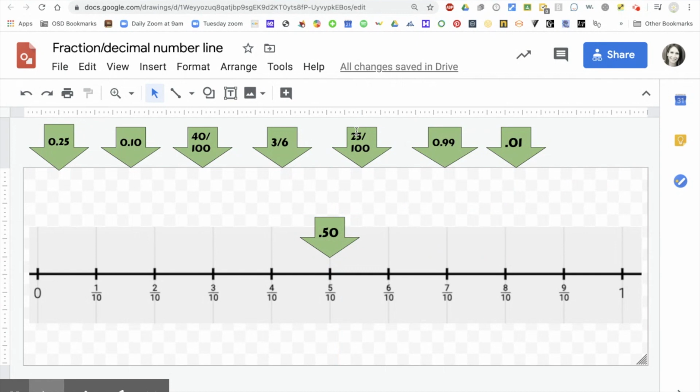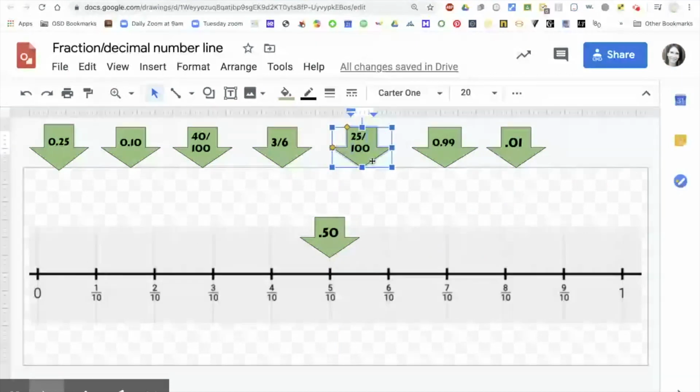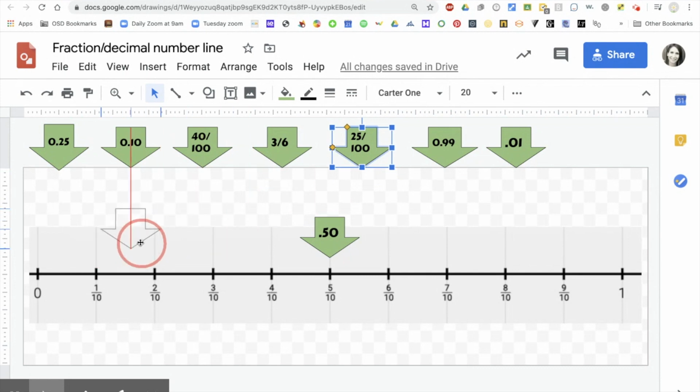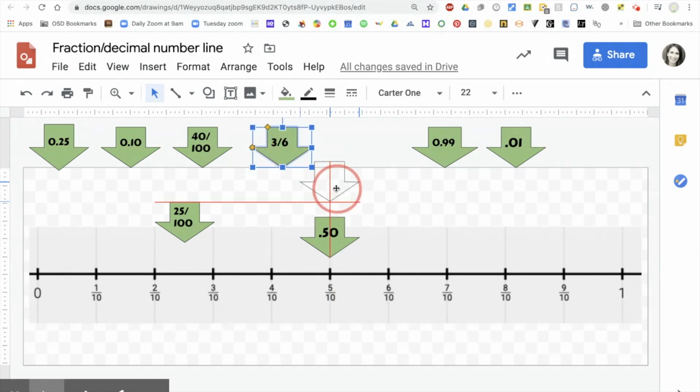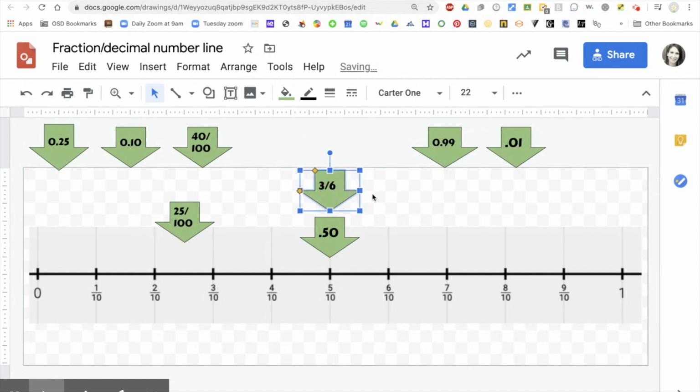And I know that 25 hundredths is half of 50, so that would have to go halfway between, so that wouldn't be 2/10 or 3/10, it'd be right there in between 20 hundredths and 30 hundredths, so there's 25 hundredths. 3/6 is an equivalent fraction to 1/2, so I would put that there.